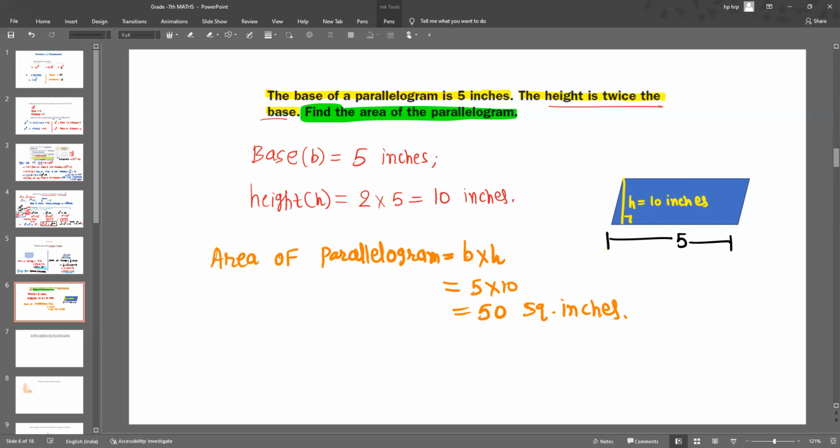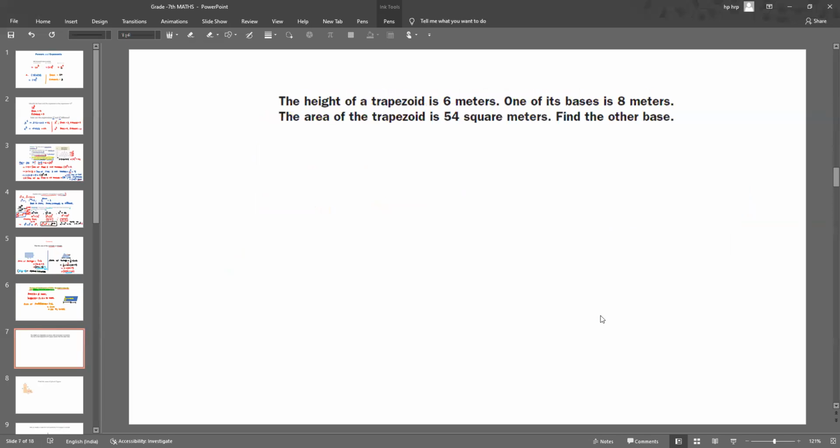Okay, now another question I have, this one. So how can we find the area of a trapezium or a trapezoid? Trapezoid and trapezium both are same. You know the formula of area of a trapezoid?